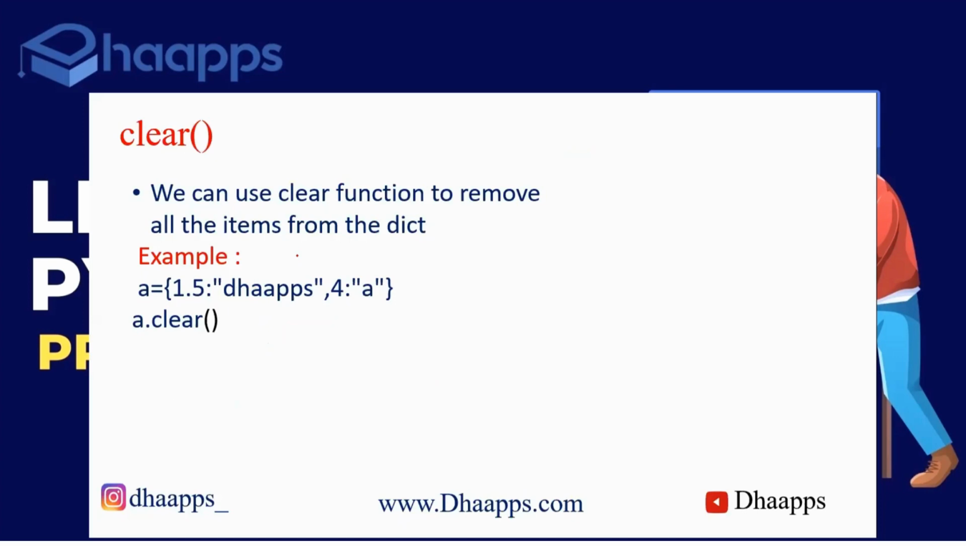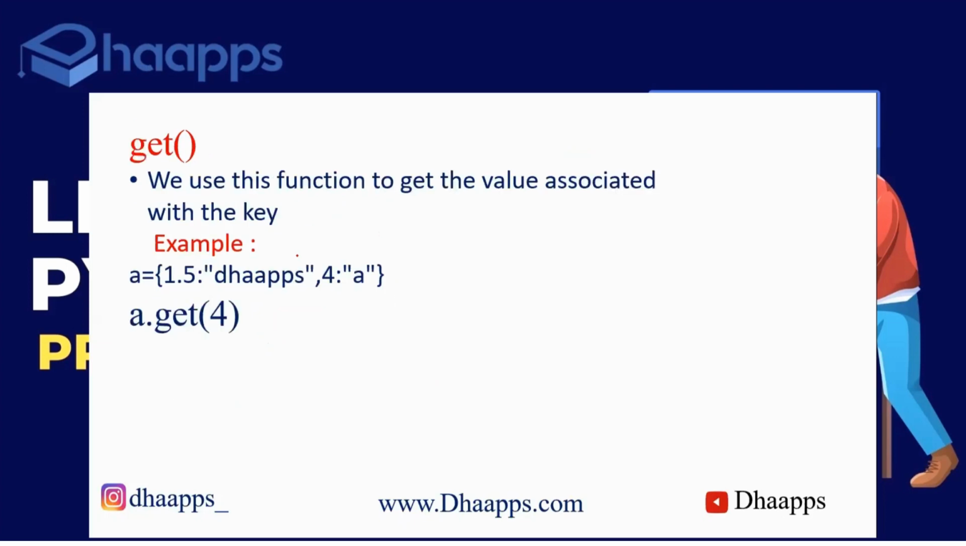Clear. What will clear do? You can use this clear function to remove all the items, so it will give you an empty dictionary. What will the get function do? If I try to access get of 4, I'll get the value associated with it. I'm sharing all the material, so you can practice immediately whether it will work or not.